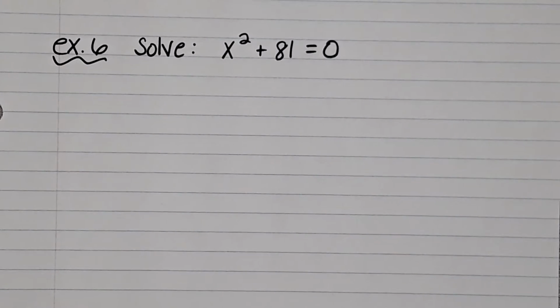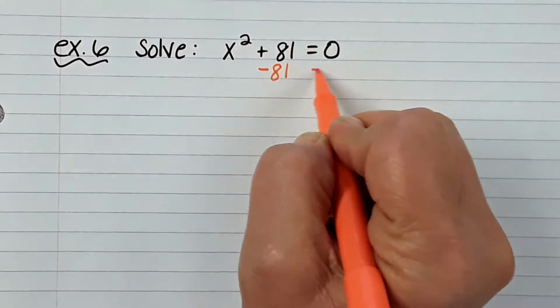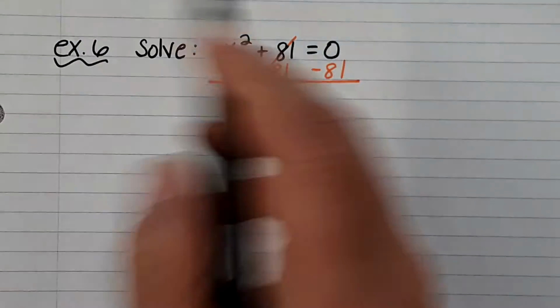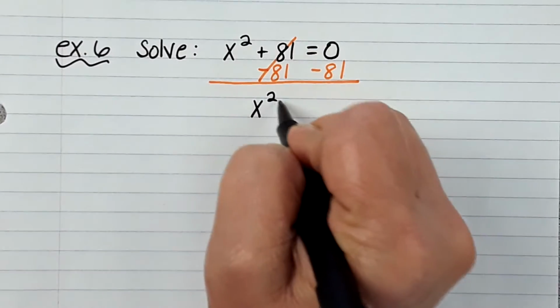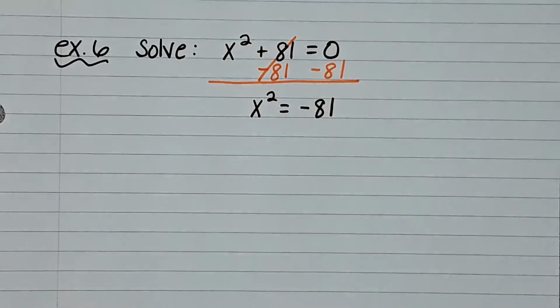X, what do you try to do? Try to get x by itself. So we're going to do that. In order to get x squared by itself, what are we going to move? 81. So we're going to subtract 81 from both sides. X squared equals negative 81.